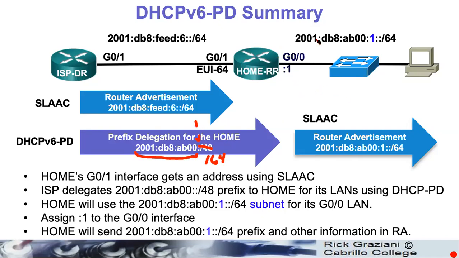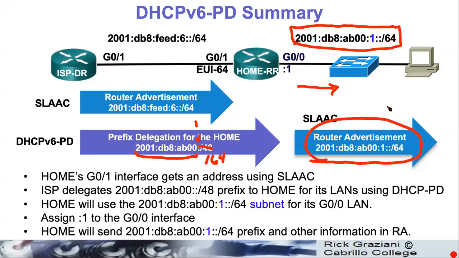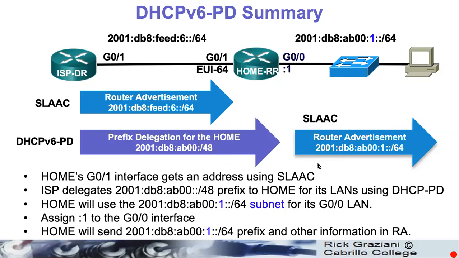Okay, so what I get is just this entire prefix. This is what it sends me. So I can't subnet, but that's okay. My router sends out this router advertisement, what we see here, and my devices use SLAAC to create their own IPv6 addresses. So I have a globally routable IPv6 address from home. Very cool. All right, so that gives a little information about DHCPv6 prefix delegation.